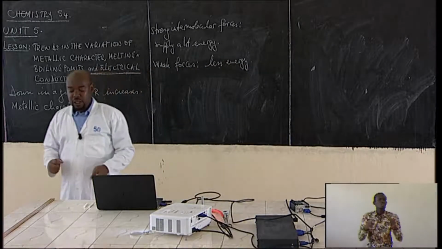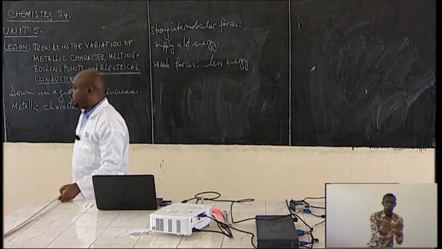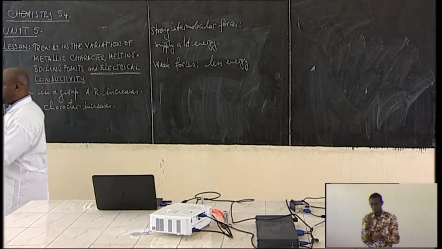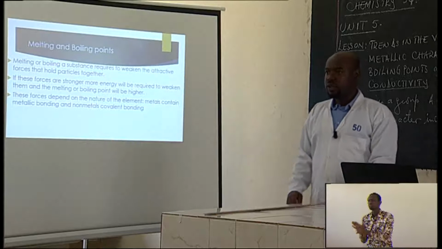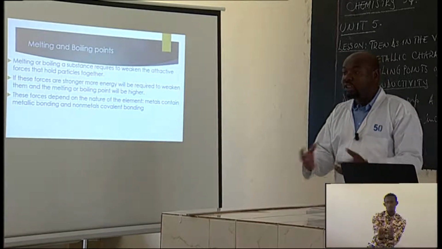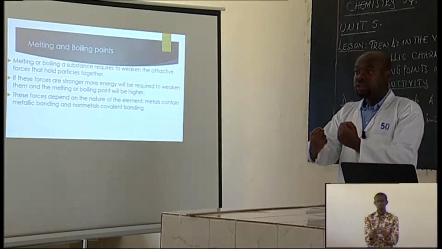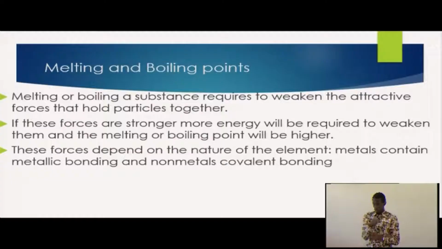Okay? So, let us see what it is being said here. If these forces are stronger, more energy will be required to weaken them. And then the melting point or boiling point will be higher. So a substance which requires a lot of energy for its forces to be weakened will melt at a very high temperature. Okay? It makes sense.